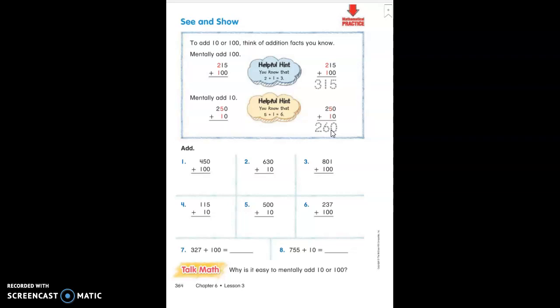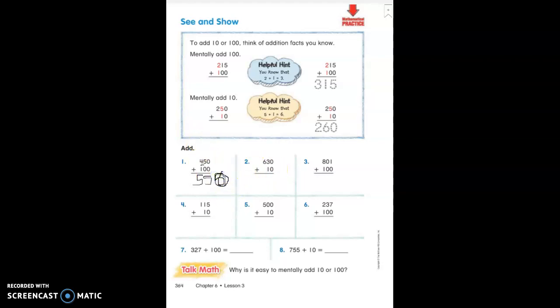So let's look at number 1. 450 plus 100. What digit am I going to look at? You are going to look at the hundreds digit, which is the 4. 4 and 1 more equals 5, and then the rest stays the same, 550.